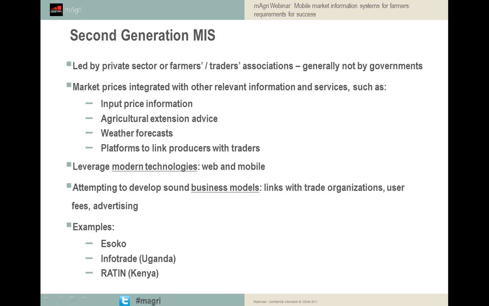Examples of these second generation tools are Esoko, which we'll hear a little bit about in more detail from Rob later, InfoTrade in Uganda, and Rotten and mFarmer in Kenya.